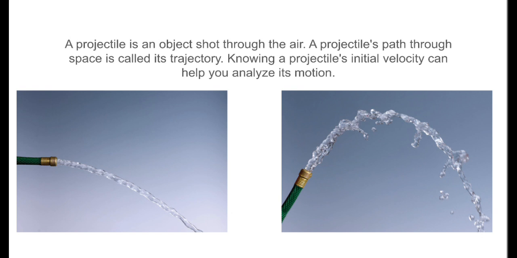What is a projectile? Well, according to the physics textbook, a projectile is an object shot through the air. A projectile's path through space is called its trajectory. Knowing a projectile's initial velocity can help you analyze its motion.